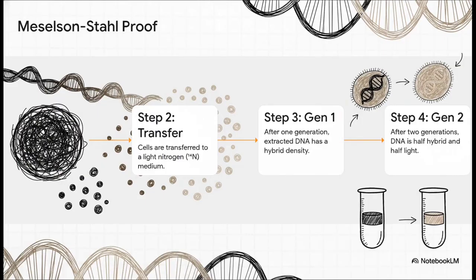Now, this was a great theory, but in science, you've got to prove it. And they did, with this incredibly clever experiment. Scientists grew bacteria using a heavy type of nitrogen, so all its DNA was heavy. Then they moved the bacteria to a medium with only light nitrogen.